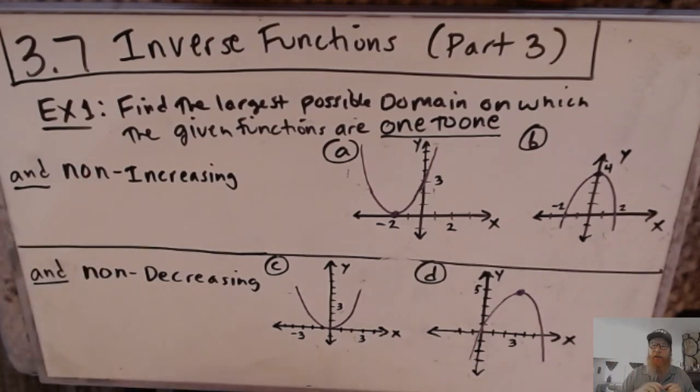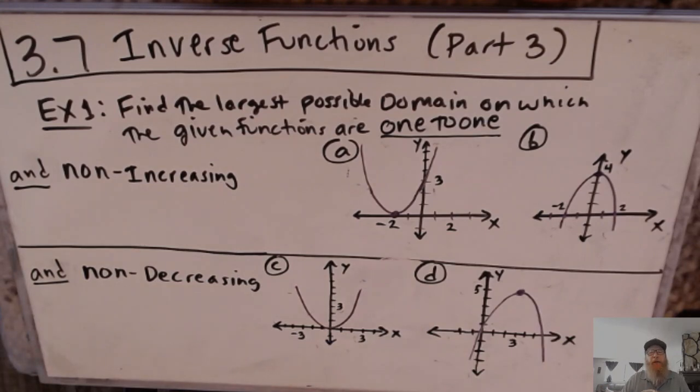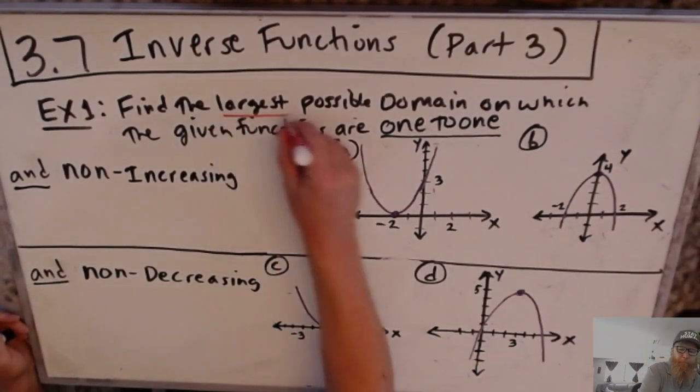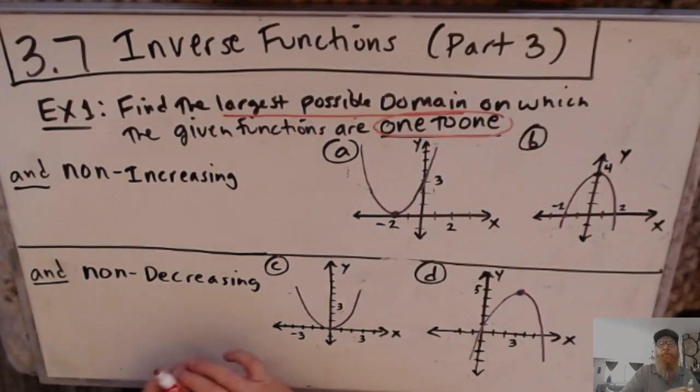I'm just going to talk a little vocabulary today. So I've got this whole problem set up for you. All the graphs in this problem are provided for you. I want you to find the largest possible domain on which the function is one-to-one. Yeah, so obviously none of these functions are one-to-one.